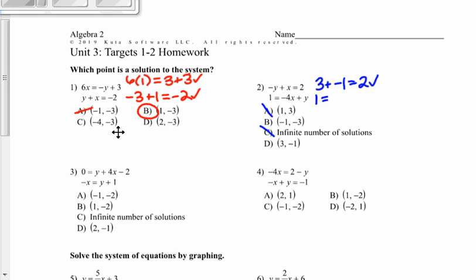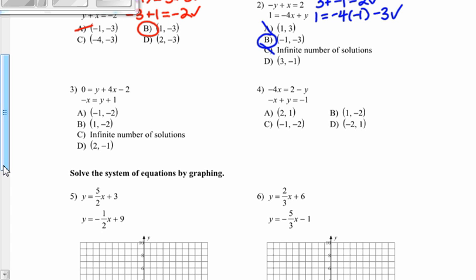1 equals -4 times -1 minus 3. So that would be 1 equals 4 minus 3, which again is a true statement, so B is your answer. And then just like I did on number 2, when I get to number 3, I'm going to see if these are the same equations to test that infinite solutions first.